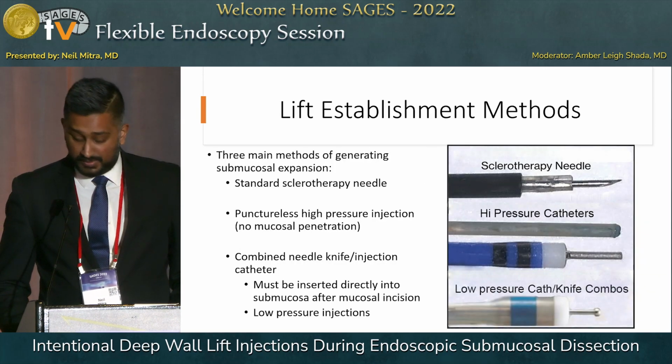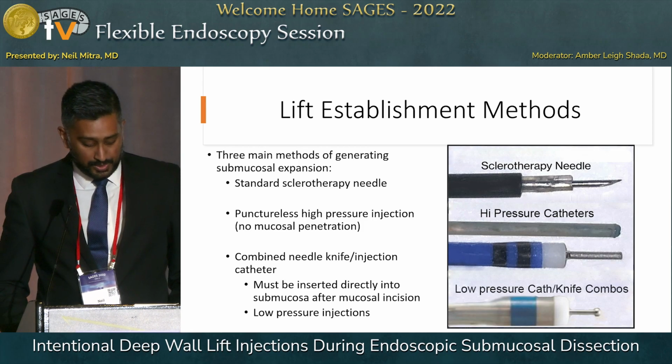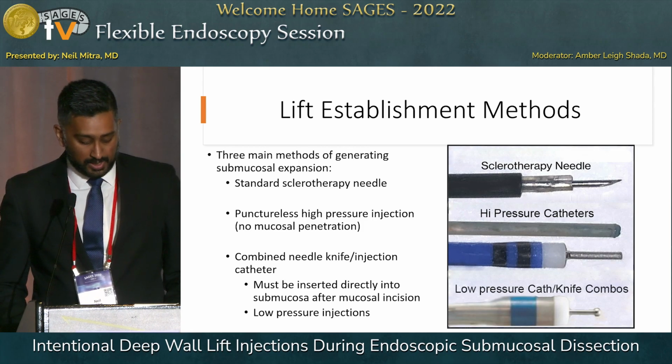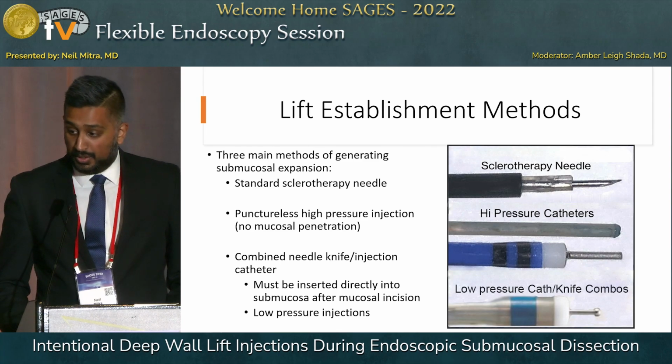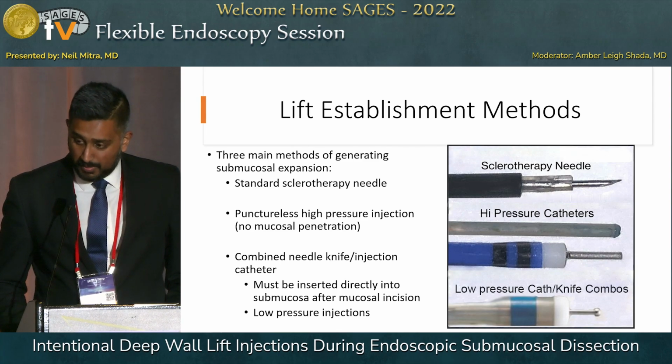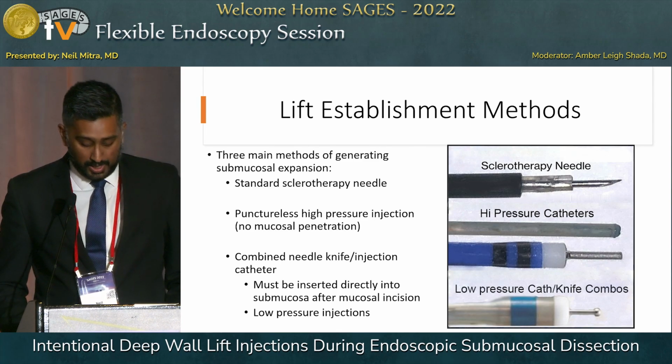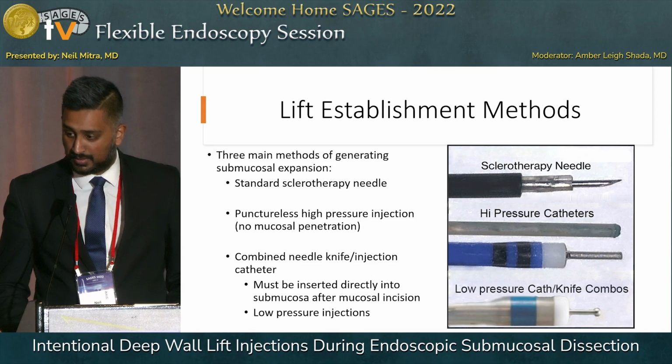With regards to lift establishment, there are 3 principal ways to inject the bowel wall, the most common being a sclerotherapy needle, which is used to mechanically penetrate the mucosa. The second is a high-pressure catheter system, which can be used with either a mechanical pump or a machine pump in a punctureless injection mechanism. And finally, there is a combination needle knife injection catheter, which allows the lift to be refreshed without instrument exchange.